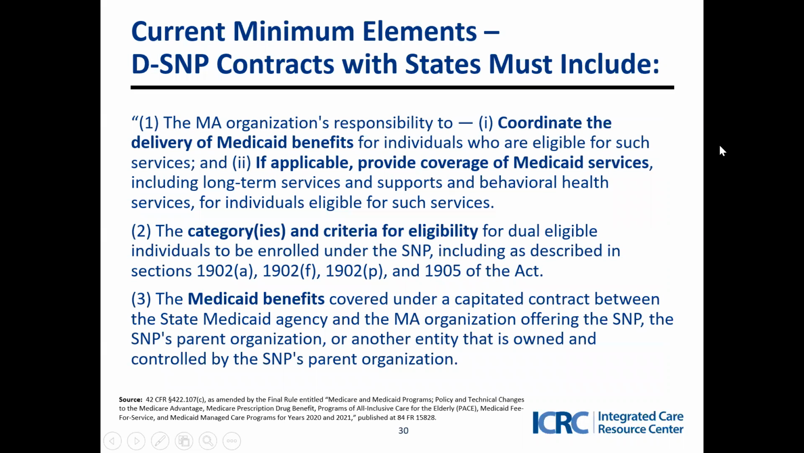So in the next couple of slides, I'm going to briefly run through the contract elements that SMACs must include. And then I'm going to go into a deeper dive on the first two elements that are listed here. So the minimum elements that contracts must include are that the Medicare Advantage organization must coordinate the delivery of Medicaid benefits, and if applicable, they should also provide coverage of Medicaid services, including long-term services and supports and behavioral health services for folks who are eligible for those services.